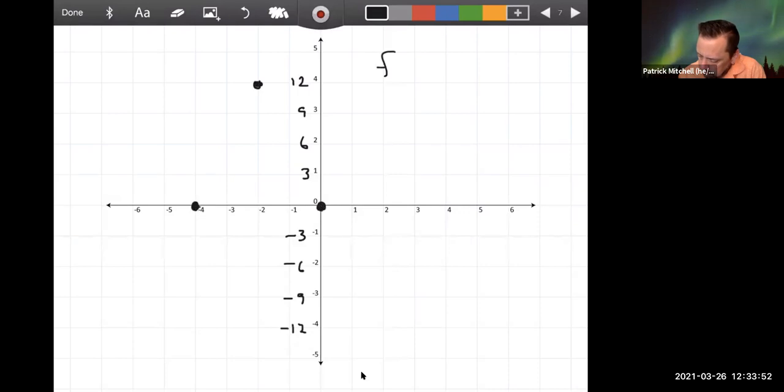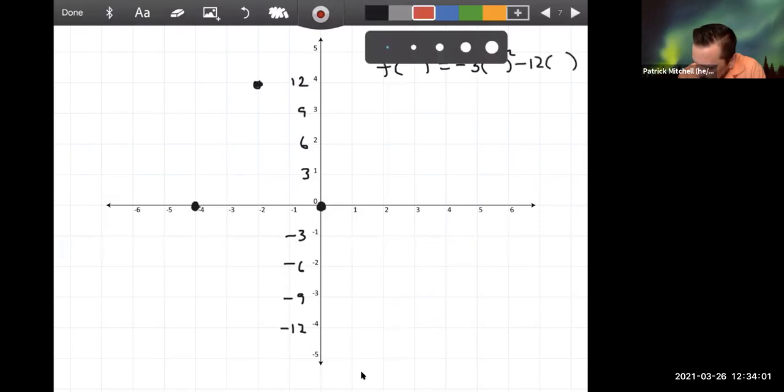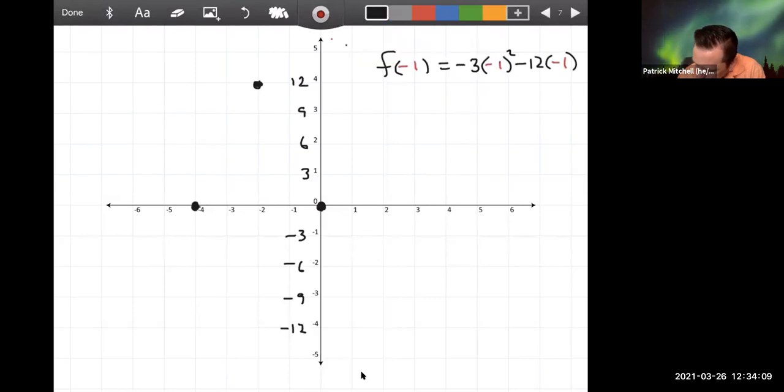Right? So the function was f of x equals negative 3x squared minus 12x. If we put in negative 1, that is going to give us negative 3 plus 12, which is 9. All right, so that's going to go right here.